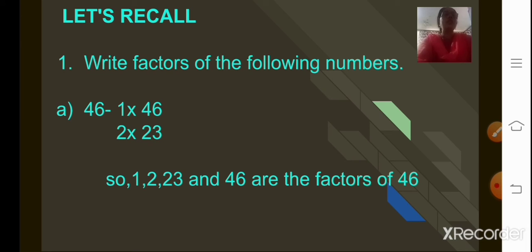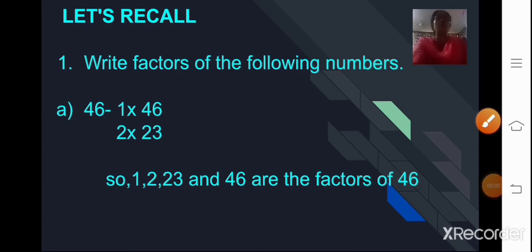So 1 into 46 is 46. Then for the number 46, since 6 is in the ones place, it is an even number, so it is divisible by 2. So 2 into 23 will give you 46. Now 6 plus 4 is 10, which does not come in the table of 3. So 46 is not divisible by 3. Now we have found all the possible combinations of 46. It is not divisible by any other number. So 1, 2, 23 and 46 are the factors of 46.